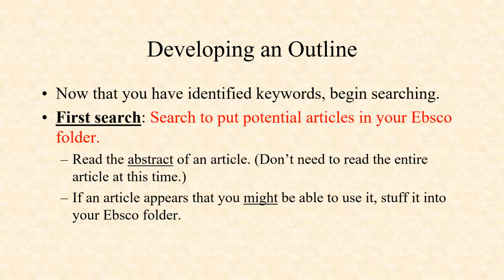And just as I had just been demonstrating, read the titles, look at the abstract if you need to, but don't take the time to read entire articles at this point, because that's going to take you off track and kind of interrupt your rhythm of trying to locate and keep the overview of what your topic is going to be and how these articles may relate to and support that topic. So the first time you search, just go through, try some different search terms, and if an article even looks that you could possibly use it, stuff it into your Ebsco host folder.